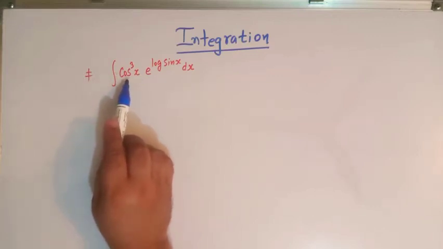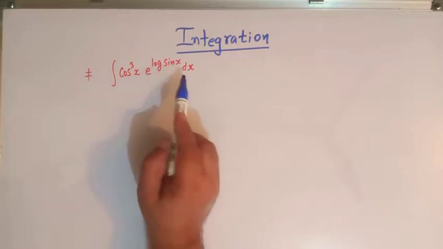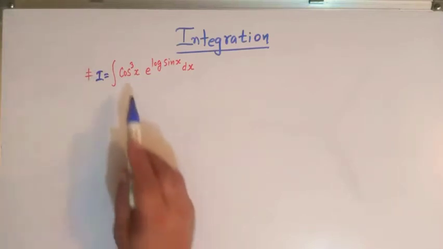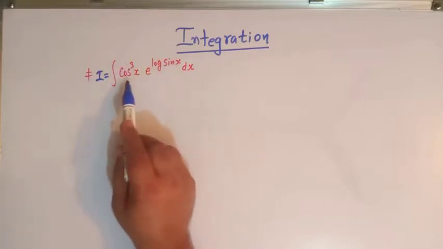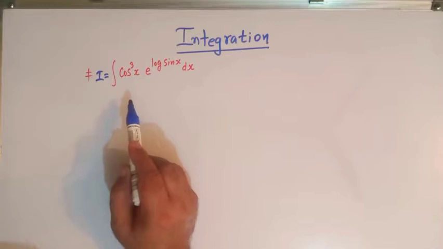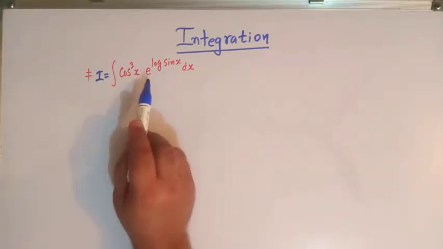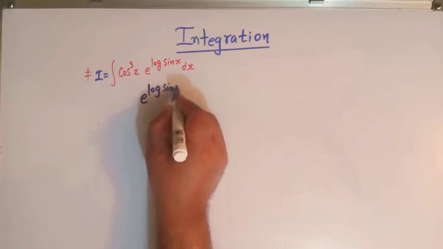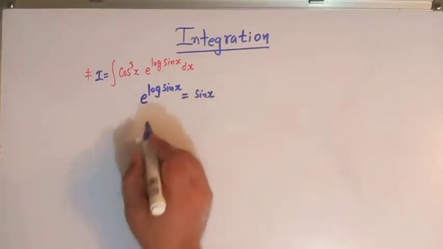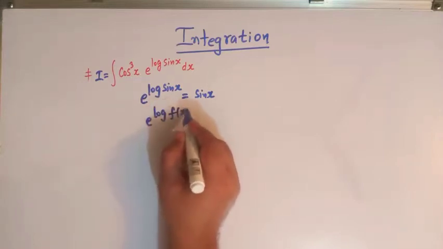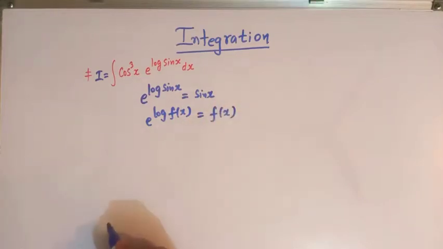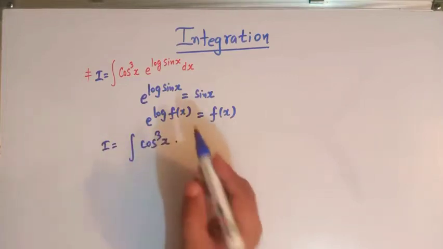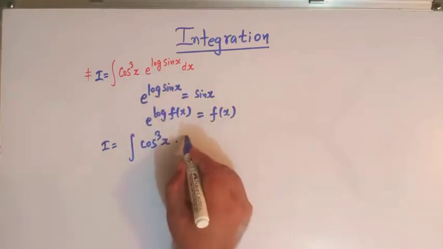So here we have to integrate cos cube x e raised to log sin x dx, and let us call this integral as I. Now here the integrand or this function seems very difficult, but actually it is not. Why? Because if we closely look at this function, we see that e raised to log sin x can be written as sin x. Why? Because we know that e raised to log of f of x is equal to f of x. So this integral now becomes cos cube x, and for e raised to log sin x we have simply sin x, right?